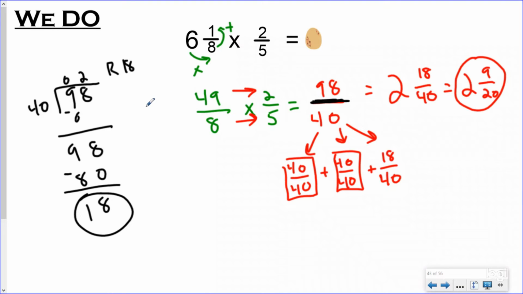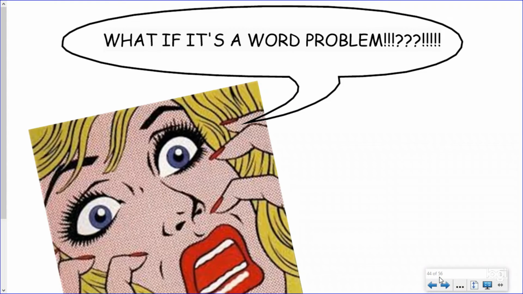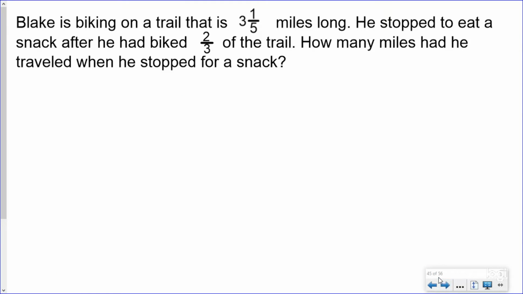I want you to be able to do both, but more importantly, Dr. Bones and Dr. Geller want you to not just know what to do, but why you're doing it and why it works. So many of you are asking a very important question right now. Dr. Bones, what if it's a word problem? So let's take a look at a word problem together.